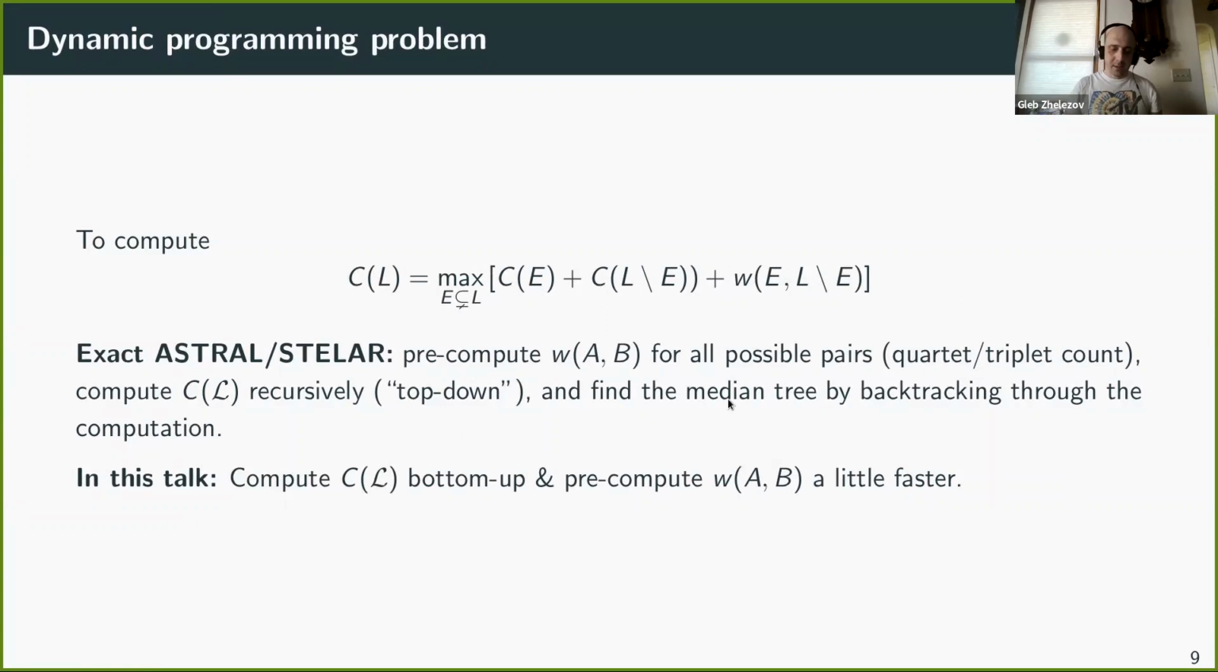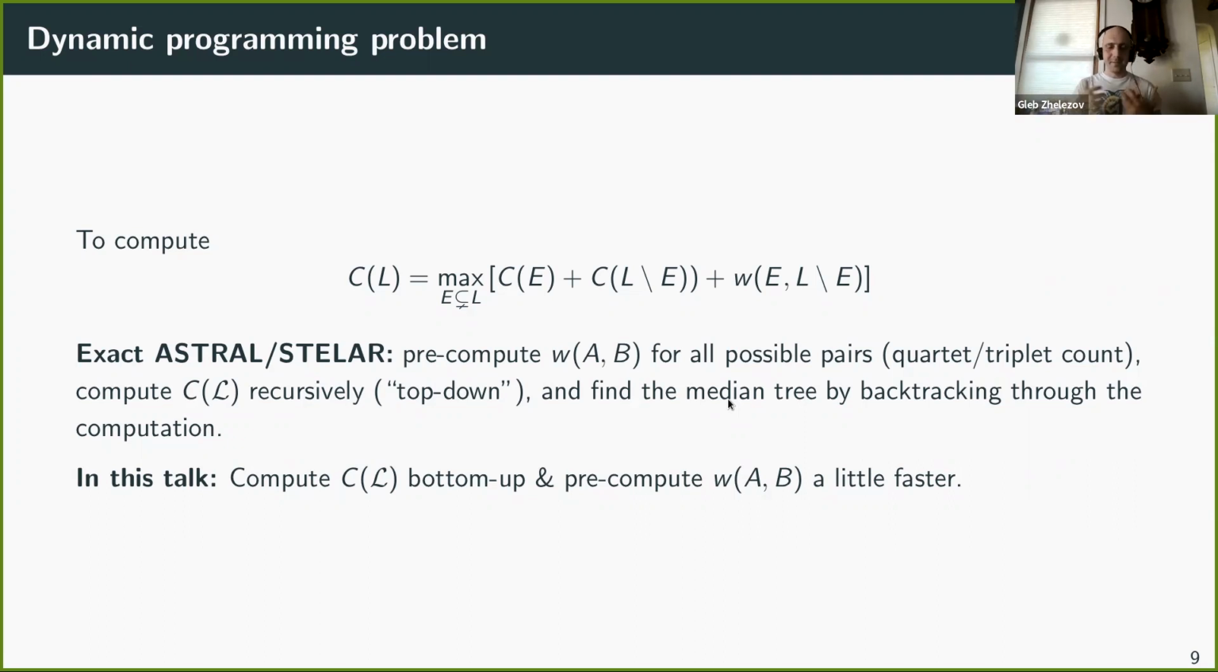So how to solve this? To compute it, broadly speaking, you pre-compute the weight of AB for all possible pairs, so the quartet or the triplet count. And then you compute C of L recursively, in a top-down sense, as when you're solving dynamic programming problems. And then you find the median tree by backtracking through the computation.